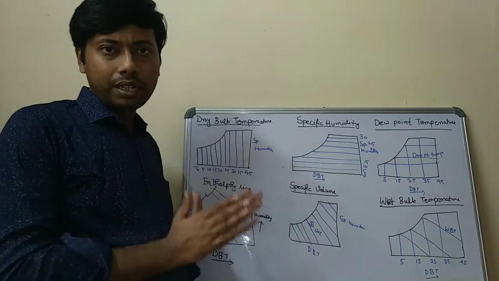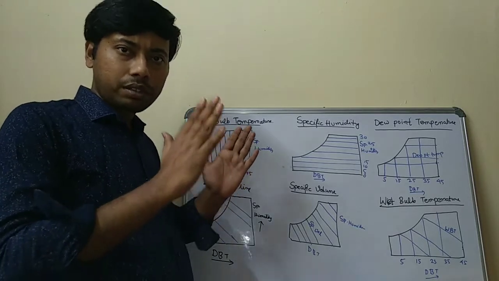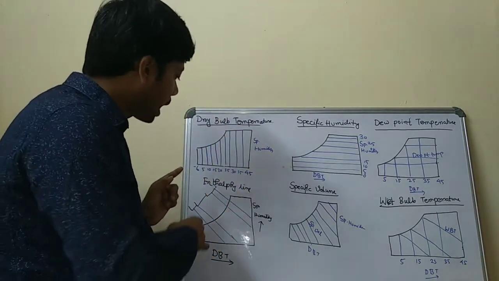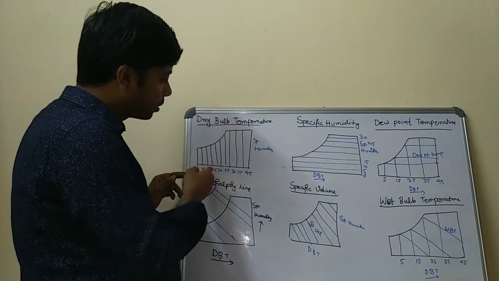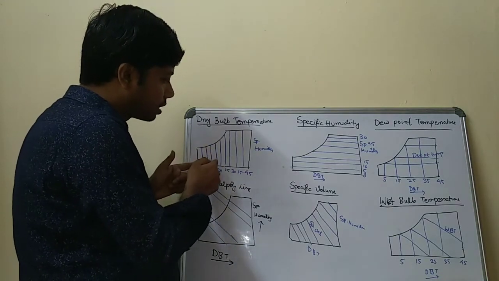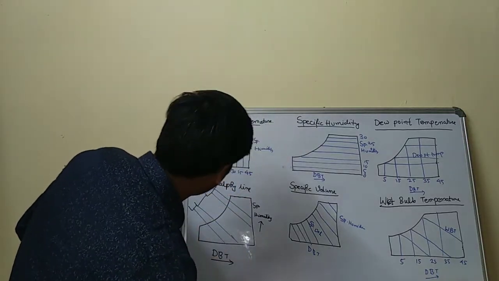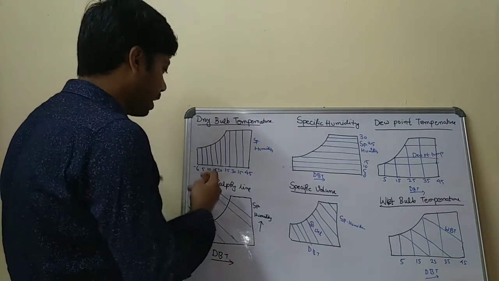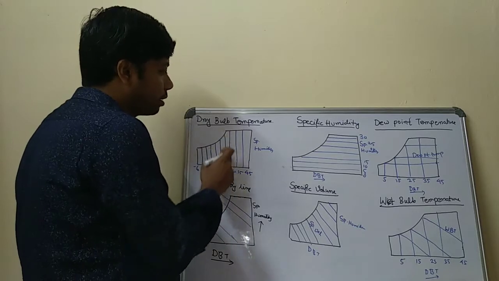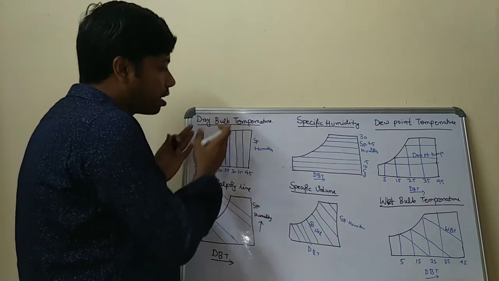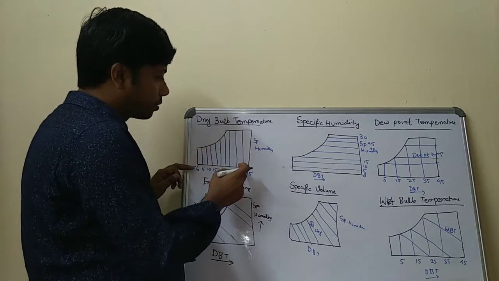Now if you separate these things on the chart, you can see the dry bulb temperature. This is your dry bulb temperature, which is vertical and uniformly spaced. Okay, this is the dry bulb temperature line, which is uniformly spaced and vertical. So this is the dry bulb temperature.